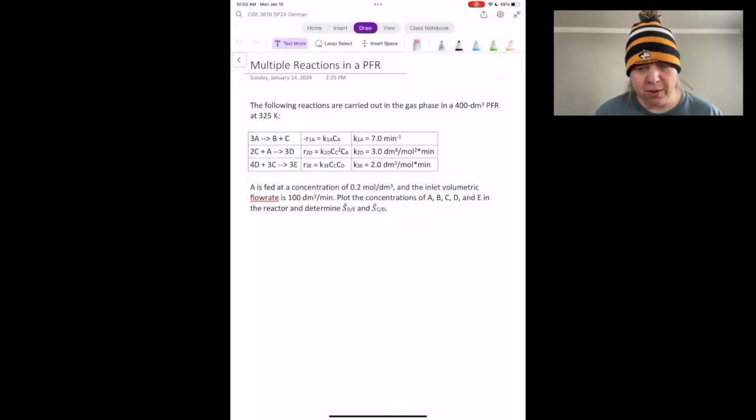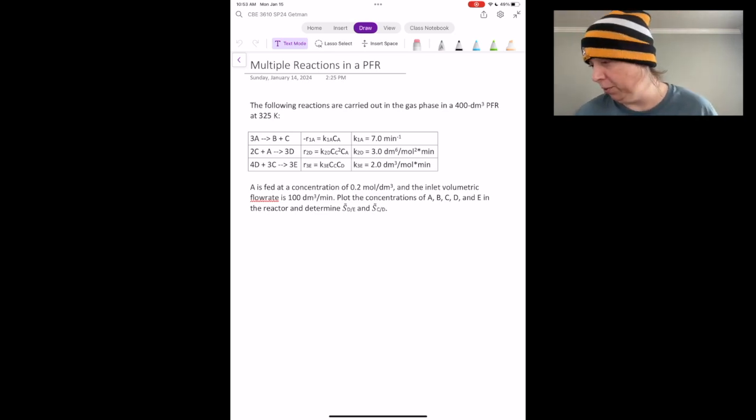All right, so now we're going to carry out an example where we're using a PFR that's carrying out multiple reactions. So the problem statement says, the following reactions are carried out in the gas phase in a 400 cubic decimeter PFR at 325 K. And we're given a set of complex reactions, these three reactions shown here, and we're given data for the rate laws of the different reactions.